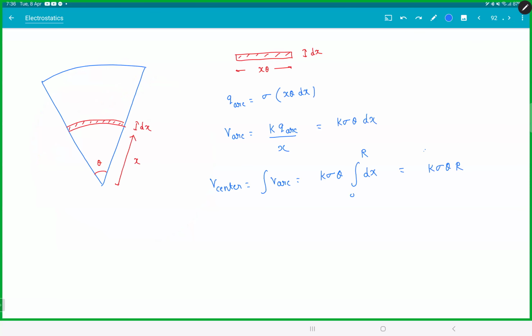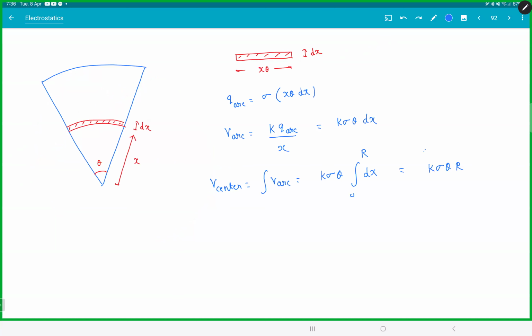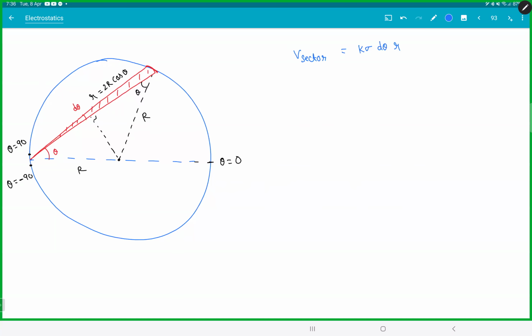And just now we derived that the potential due to a sector is K sigma theta r. Look, r is the radius of the sector and theta is the angle. So in this case, for this thin sector, it is d theta. Again, I know you feel like, sir, at the border there will be an issue. Agreed, it will be an issue. But the whole integration d theta is so small, you can ignore that error. So this will be K sigma d theta, and r will be 2r cos theta.